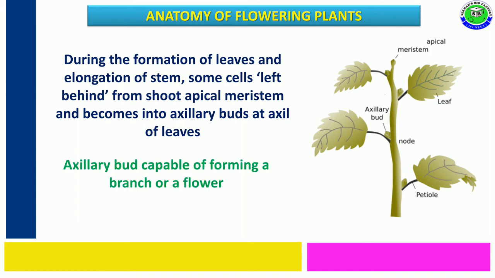The main function of this axillary bud is that it consists of shoot apical meristem and has the capability to produce branches. Sometimes these axillary buds may turn into a flower.